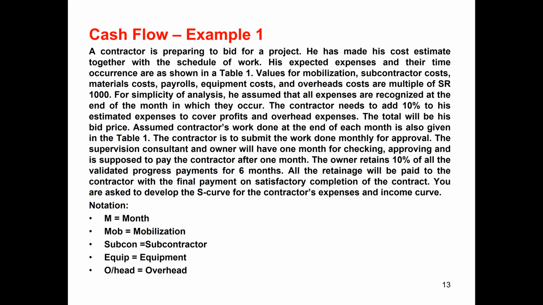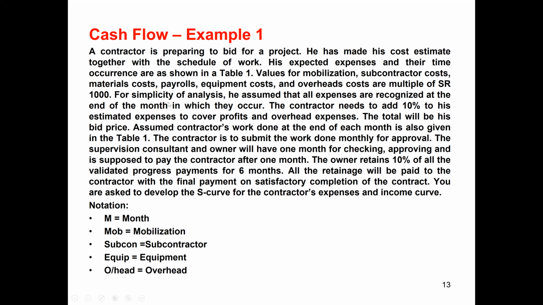His expected expenses and their time occurrences are shown in table 1. So in the next slide, we will see the table of their expenses, how much they are going to spend for mobilization, subcontractor, material, equipment, and overheads. So everything is given in table number 1. Values for mobilization, subcontractor cost, material cost, payroll, like they pay cash to the labor, or they give a check, or they directly deposit the amount in the account of the labor. So this is payroll. Equipment cost is the cost for equipment used on the project, and overhead costs. The costs are given in multiples of 1,000.